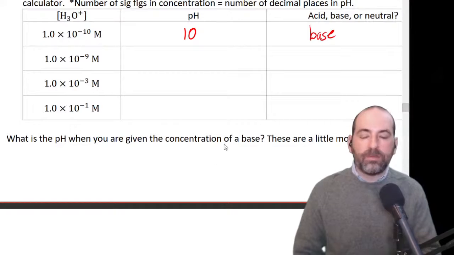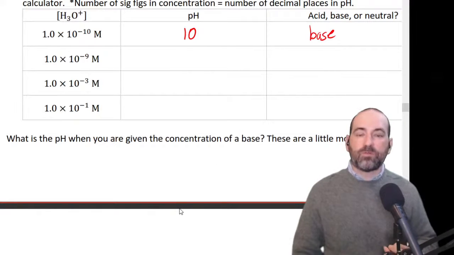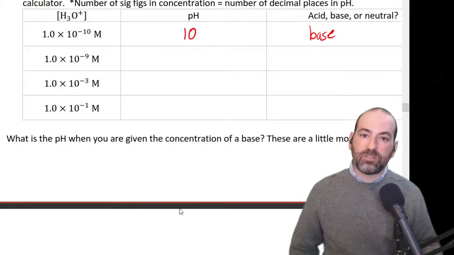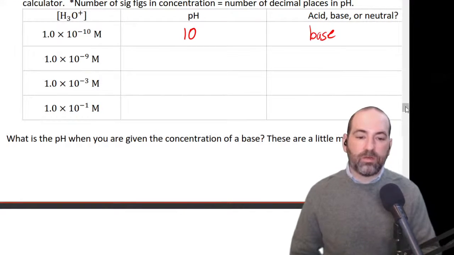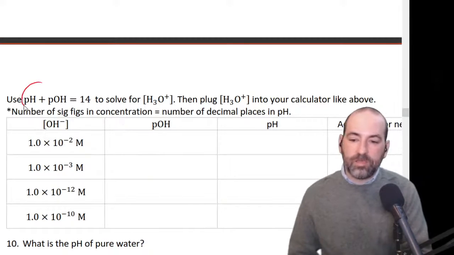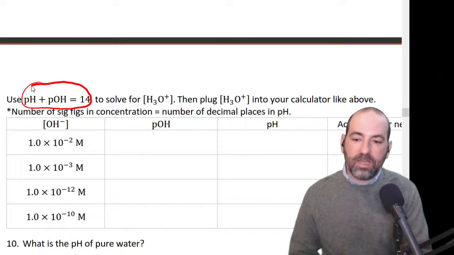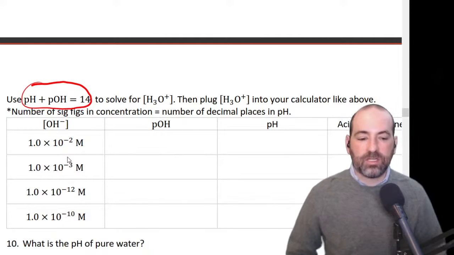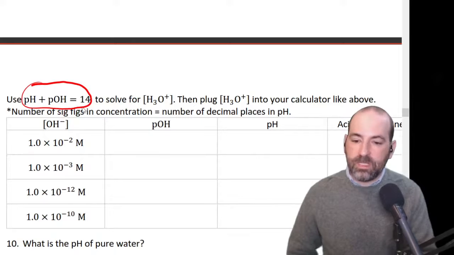All right, but what happens if we're dissolving sodium hydroxide in water, and we know the hydroxide concentration, but we don't know the hydronium concentration? It turns out we can figure that out as well, because the pH and the pOH added together, the pOH being the negative log of the hydroxide concentration, have to equal 14.